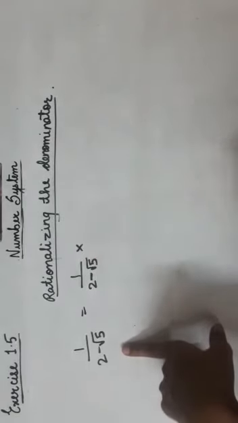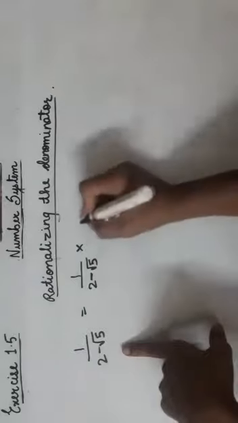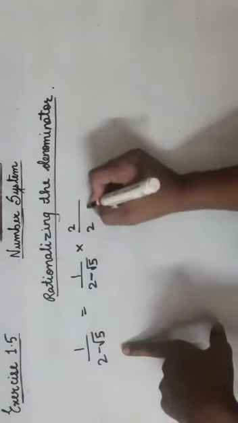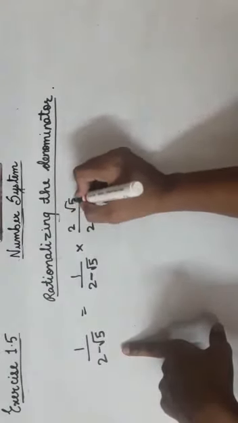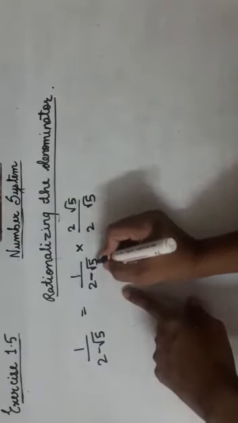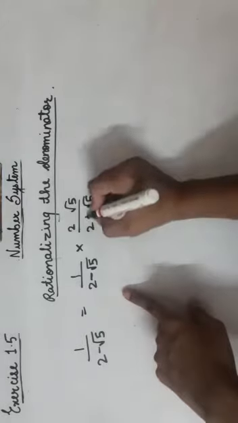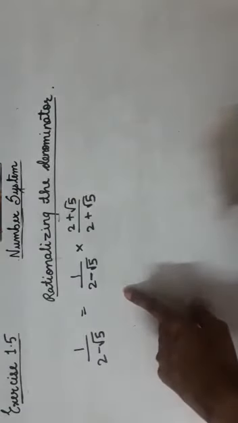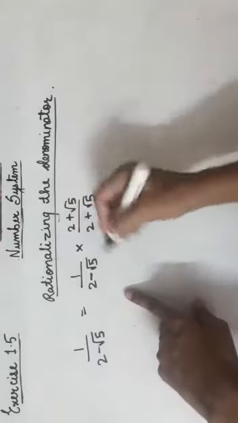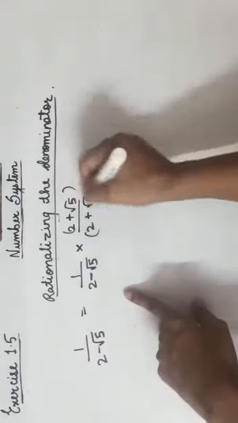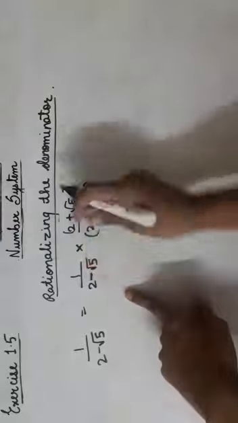You have to multiply and divide with the same number but inverted sign. Here 2 minus root 5 was there, so we will multiply and divide with 2 plus root 5. Again this 2 plus root 5 and 2 plus root 5 get cancelled. What will remain? 1. 1 into the same number will be the same number.